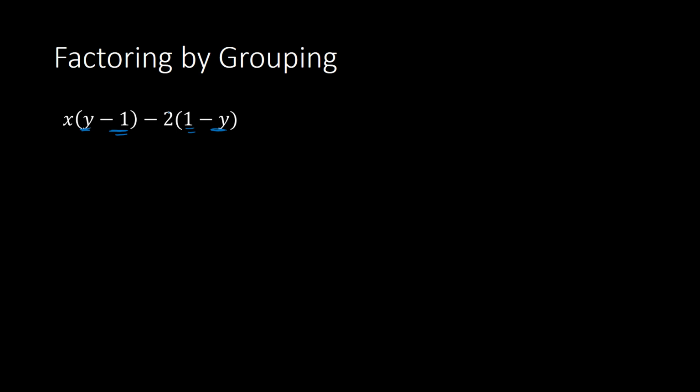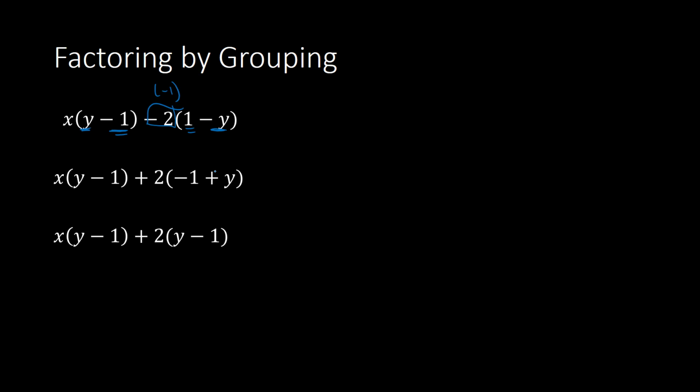So if I pull out a negative 1, this now becomes a negative 2 times a negative 1, which becomes a plus 2. When I pull out a negative 1, it changes the sign of everything in the parentheses to become a negative 1 and a positive y, or positive y minus 1. And now we have the same thing here and here. We can factor the y minus 1 out, and in parentheses I'm left with an x and a plus 2.